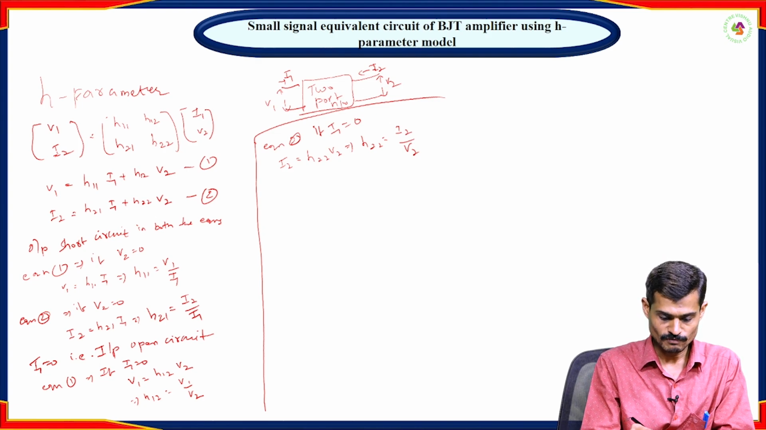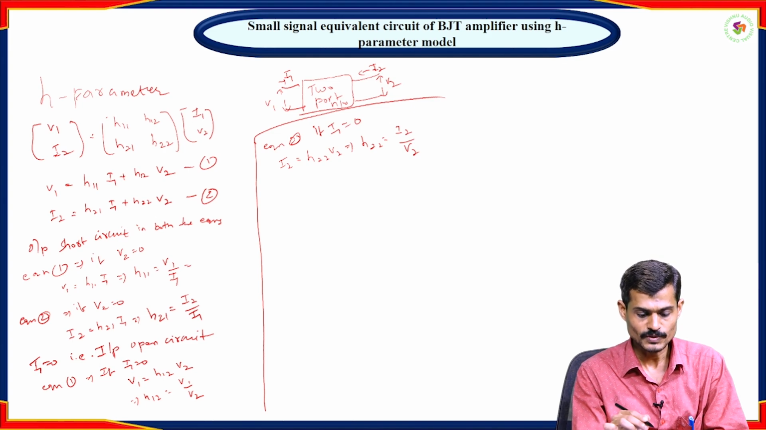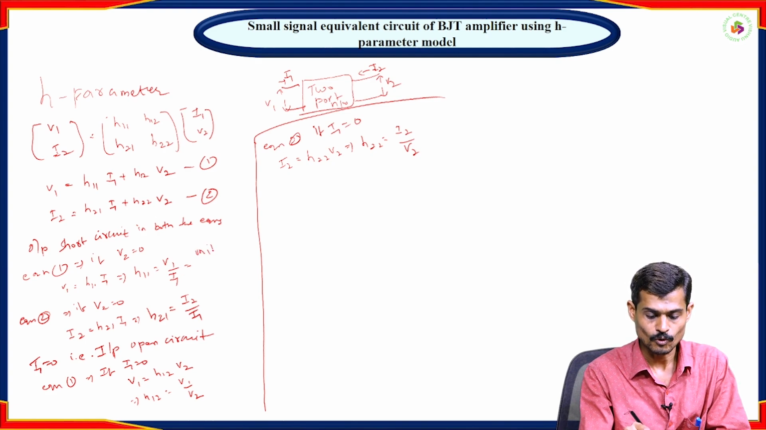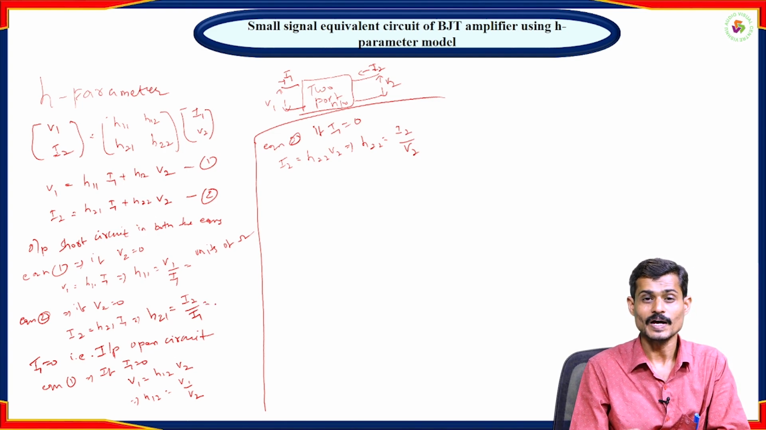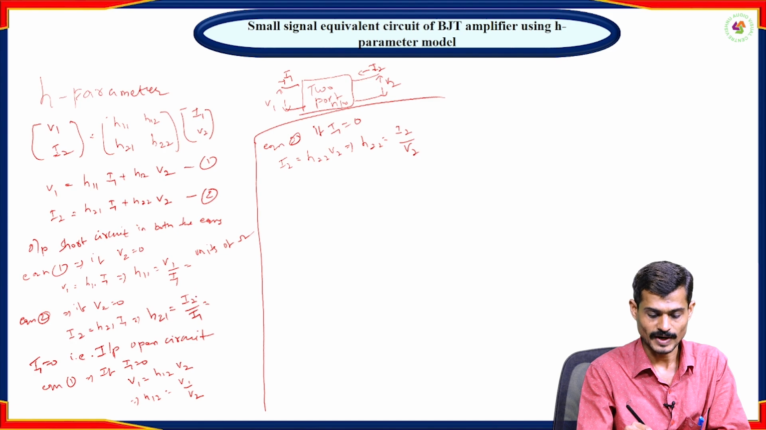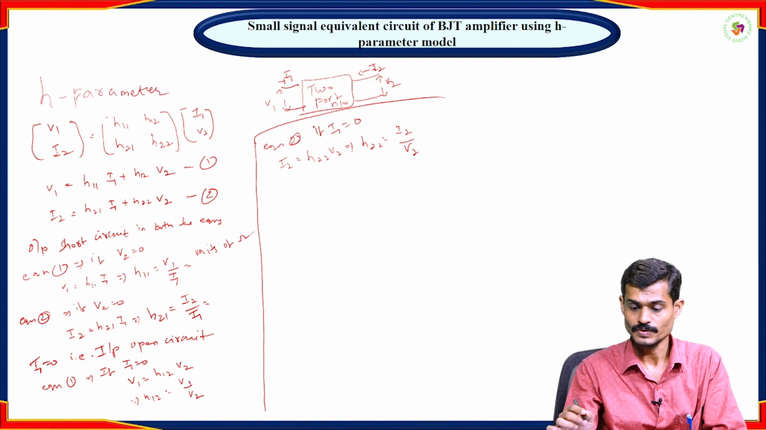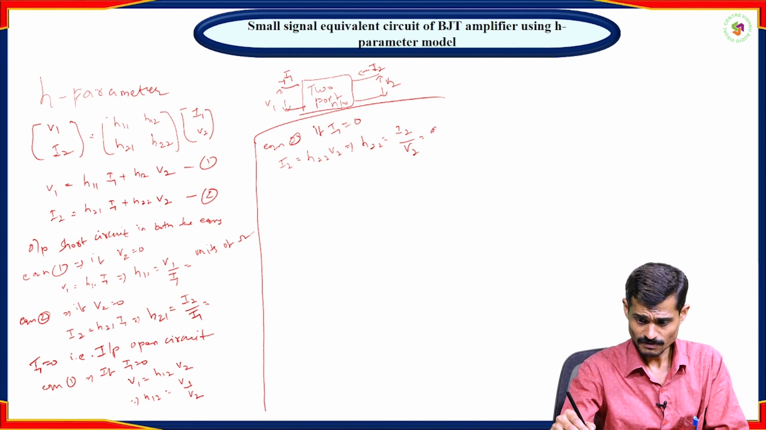If you see, we got H11, H21 and H12 and H22. Here, the units of H11, V1 by I1, is volts per ampere, that is nothing but ohms. H21 is I2 by I1; I2 is in amps and I1 is also in amps, so it has no units. Similarly, H12 is V1 by V2; this is voltage by voltage, so no units. H22 equals I2 by V2, and you will get the units as mhos.